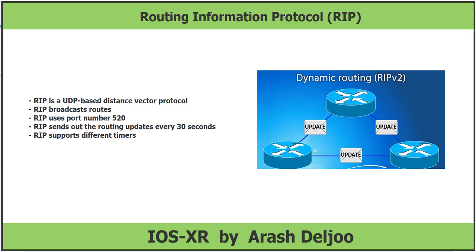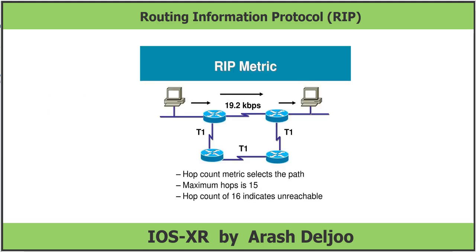RIP supports different timers, specifically a timer to control the frequency of the route update and a timer to invalidate a RIP route. This video describes the fundamental concepts and the differences between RIP version 1 and RIP version 2 before explaining how to configure RIP for IOS XR.